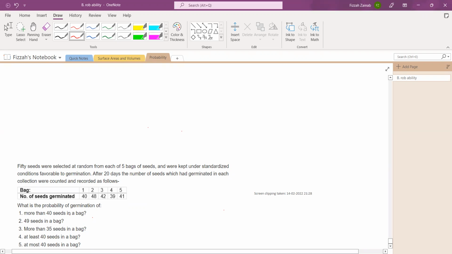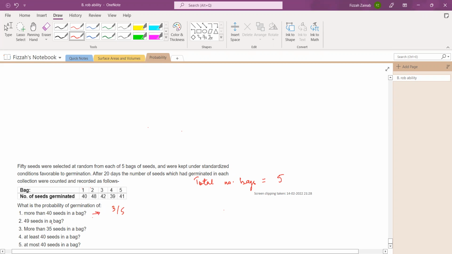See that you are finding the probability of bags, right? So you take the total number of bags here. What are the total number of bags? Ma'am, 5. The data is about 5 bags. Bag number 1, 2, 3, 4, 5. So total number of bags are 5. Now, what is the probability of germination of more than 40 seeds in a bag? So how many bags are having more than 40 seeds? Ma'am, 3. No, more than 40. Yes, 48, 42, and 41. 3. Yes, good. So this becomes your 3 by 5.